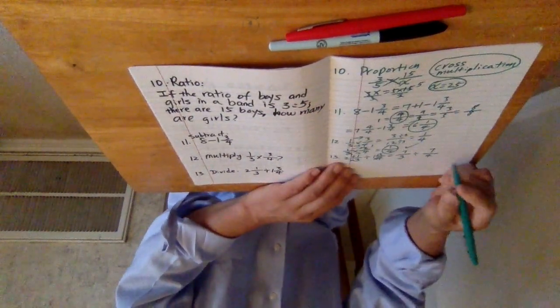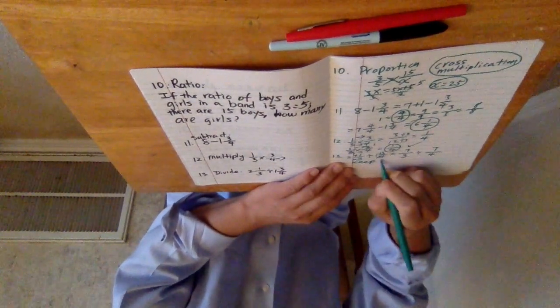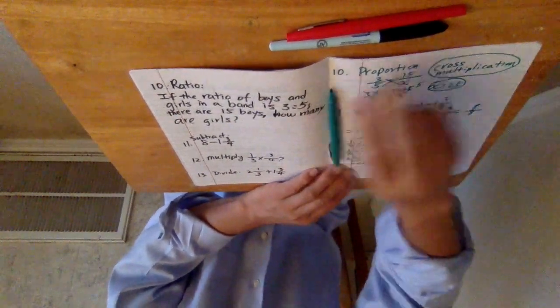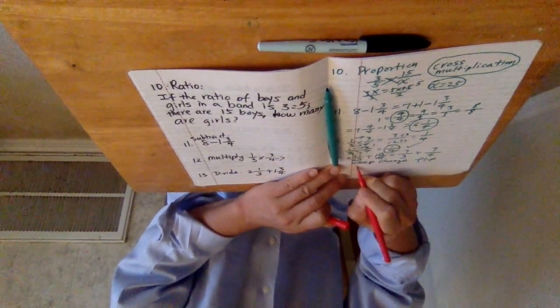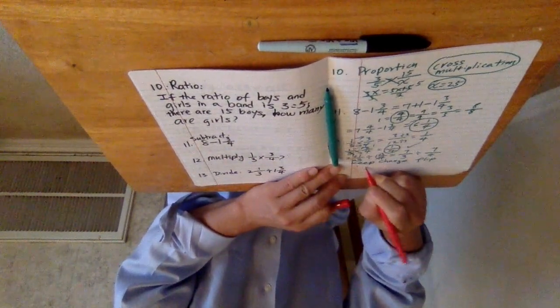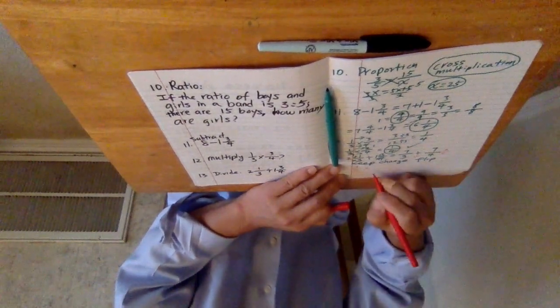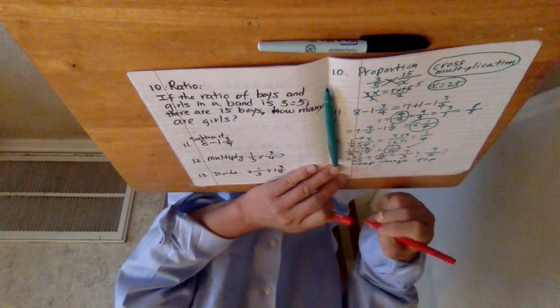Now we're going to use keep, change, flip. So we're going to keep the 7/3, change this sign, and then flip 7/4 to become 4/7.